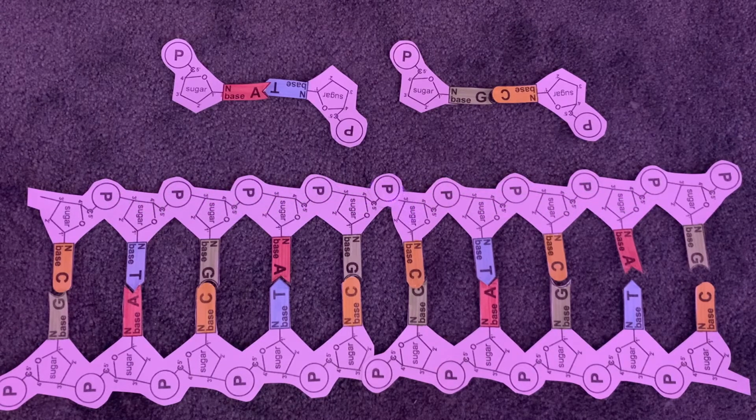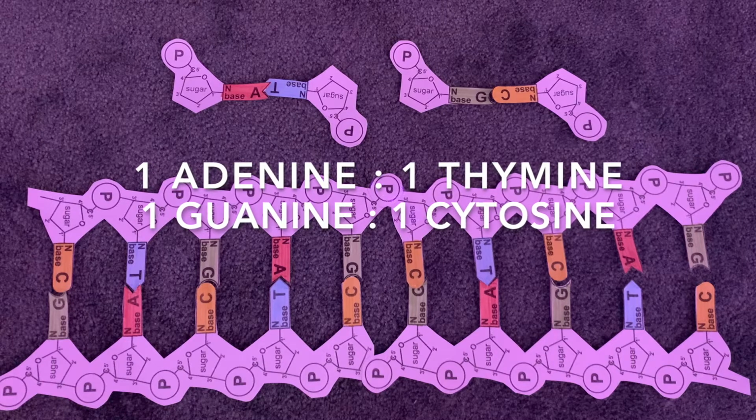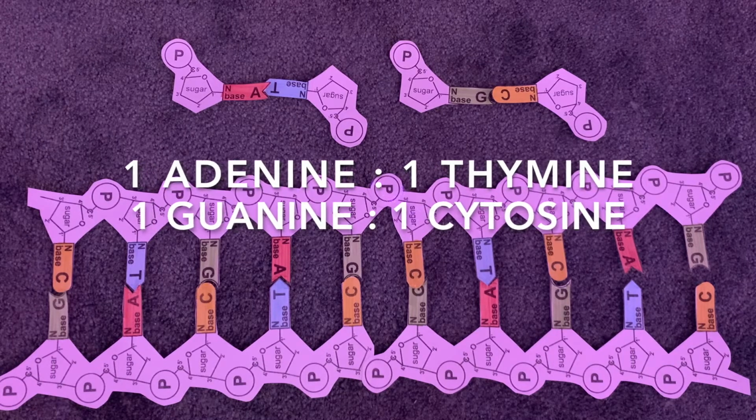Base pairing in DNA is highly specific, and according to Chargaff's rules, there should always be a 1-to-1 ratio of purine and pyrimidine bases. So the amount of adenine should equal the amount of thymine, and the amount of guanine should equal the amount of cytosine.